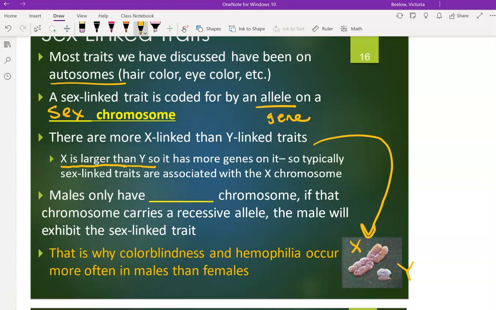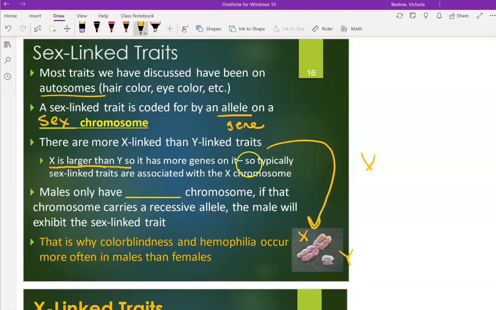So a lot of traits we're going to talk about are typically going to be called X-linked, okay? Because they're going to be on the X chromosome. And obviously that can be different between males and females because males are XY and females are XX. So if there's a trait on there, it can be more frequent in males or females depending on the trait. Because remember, males only have one X chromosome.